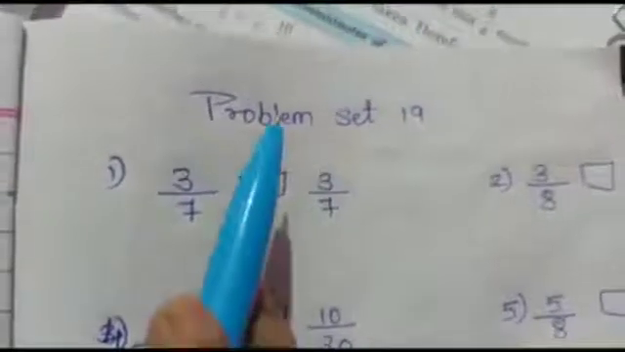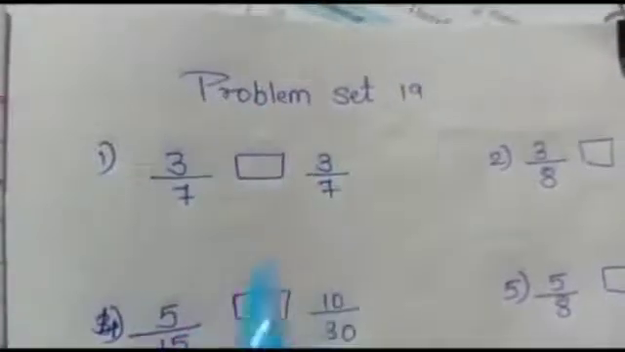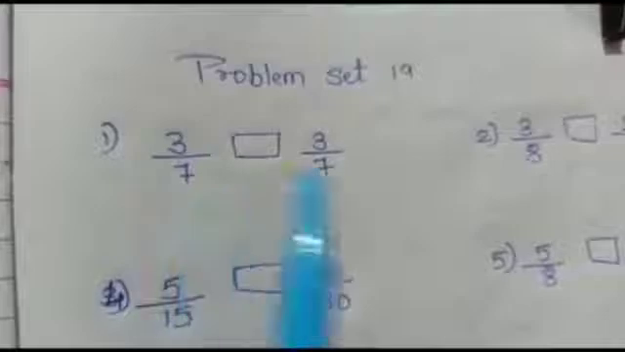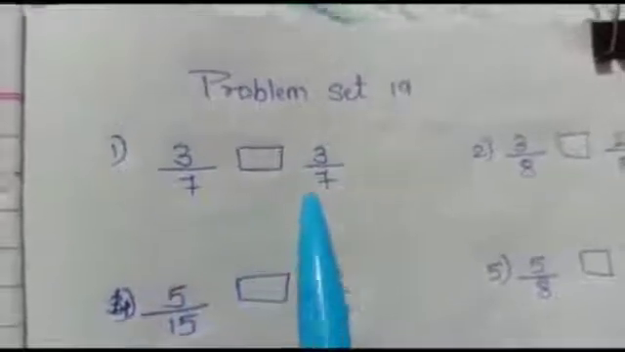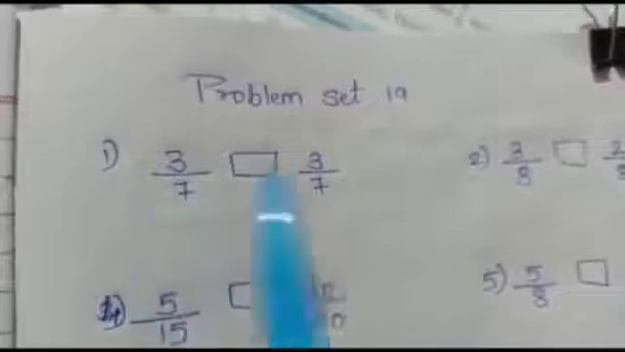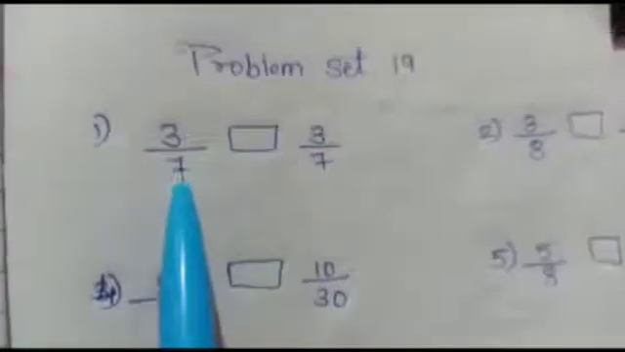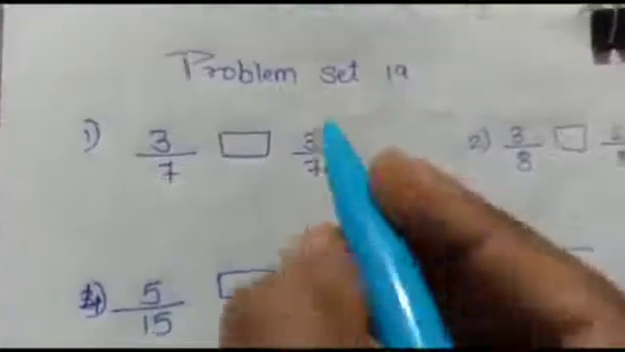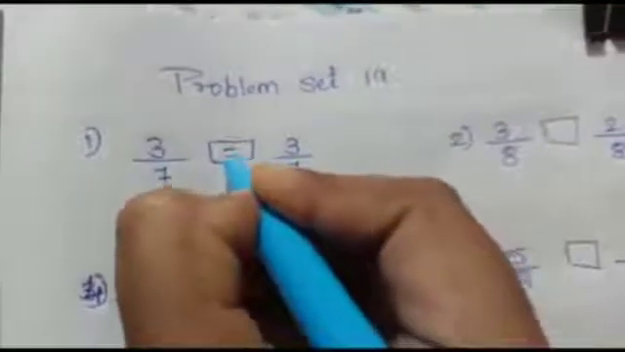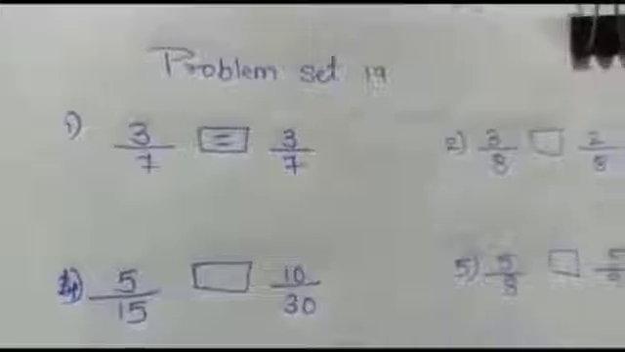Now you can see students here, problem set 19. Okay, so your first one is 3 upon 7 and 3 upon 7. So you need to compare this. Now both the fractions are the same. There is no difference in the numerator as well as in the denominator. It is the same, so therefore they are equal to each other.